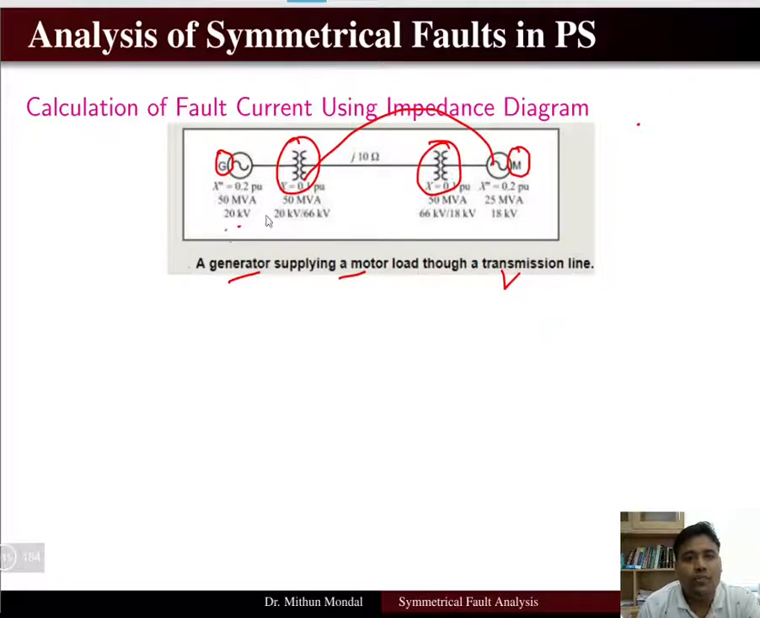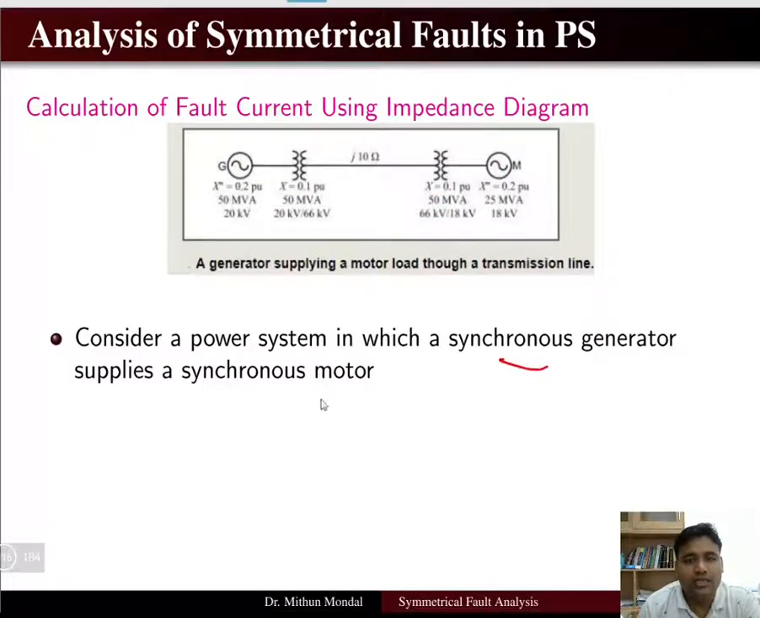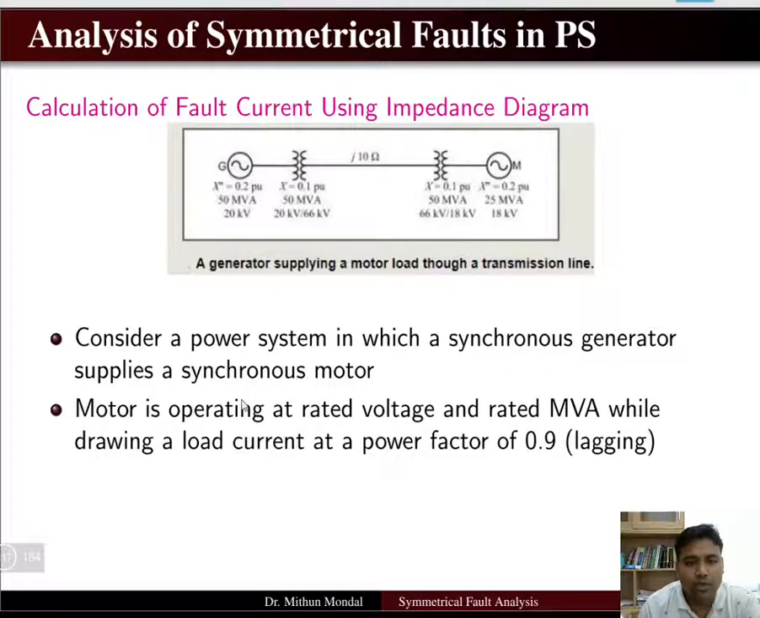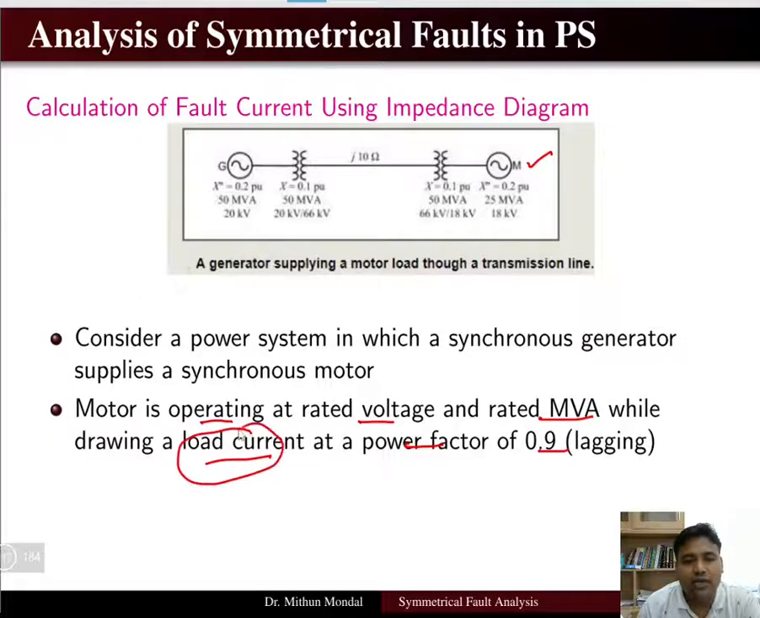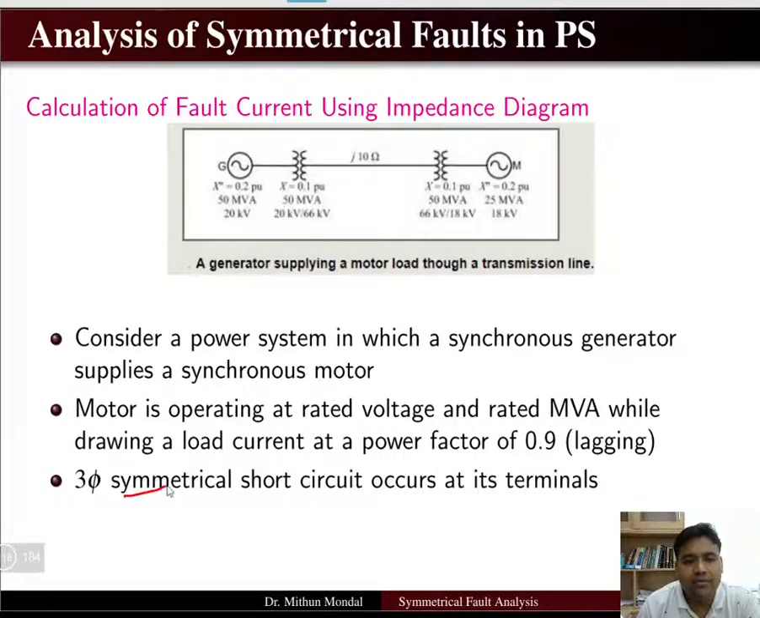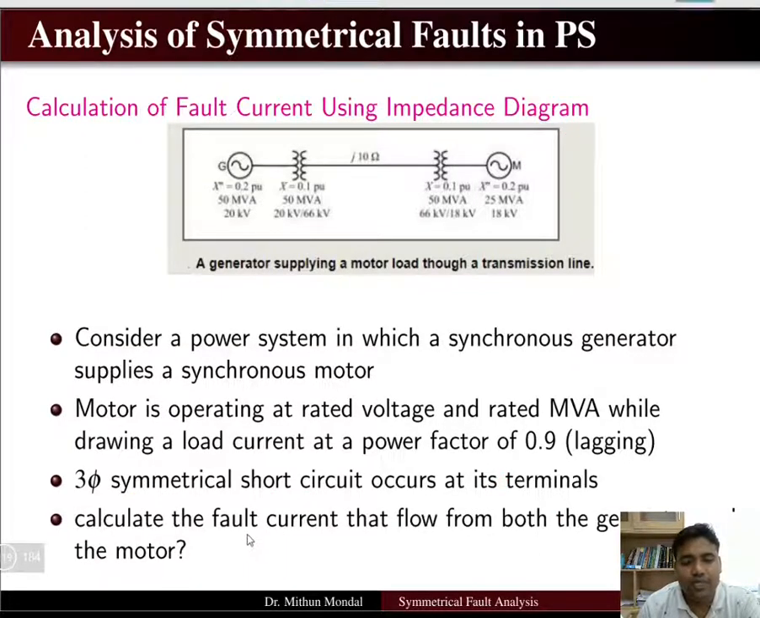The ratings of the devices are given against the component. A synchronous generator is supplying a synchronous motor. The motor is operating at rated voltage and rated MVA while drawing a load current at a power factor of 0.9 lagging. If a three-phase symmetrical short circuit occurs at the terminal of the motor, then you have to calculate the fault current that flows from both the generator and the motor.